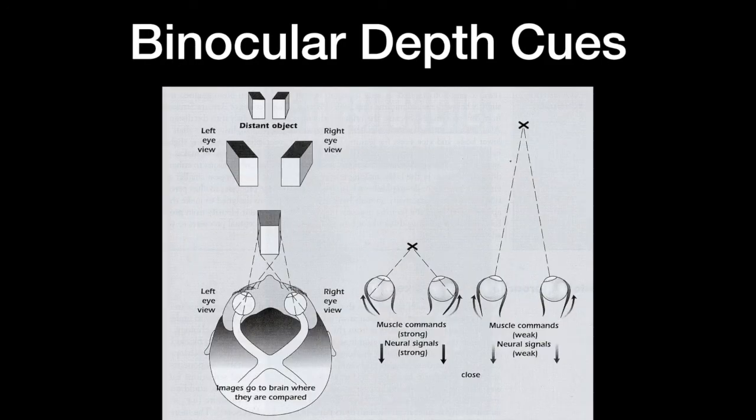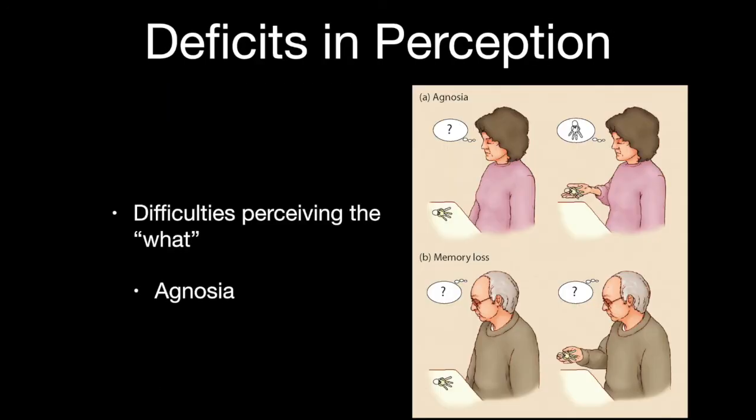So first one is binocular disparity. Each eye views a slightly different angle of an object, and our brain uses this to create a 3D image. Binocular convergence, on the other hand, uses the neural signals from the muscles that are attached to each of the eyes. The eyes turn inward as an object moves towards you, and this information is used by the brain to judge distance. Now, what if we have a deficit in our perception?